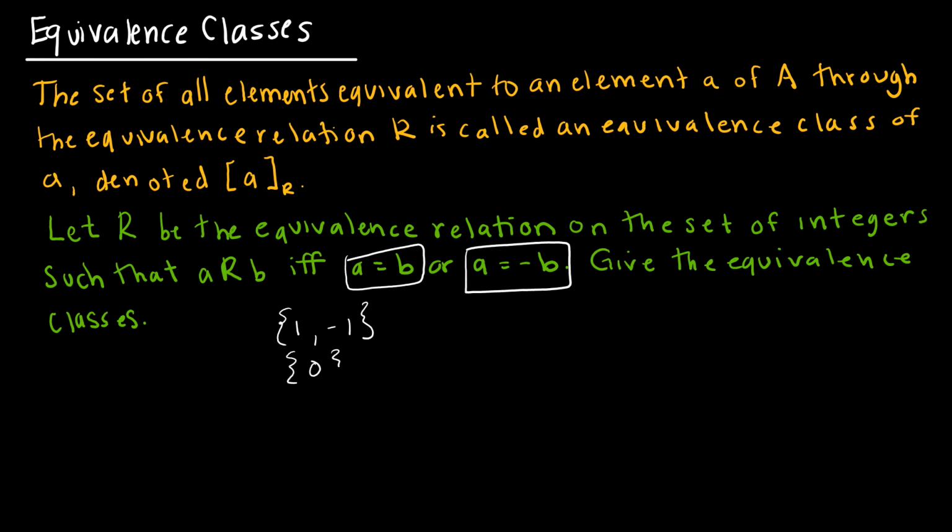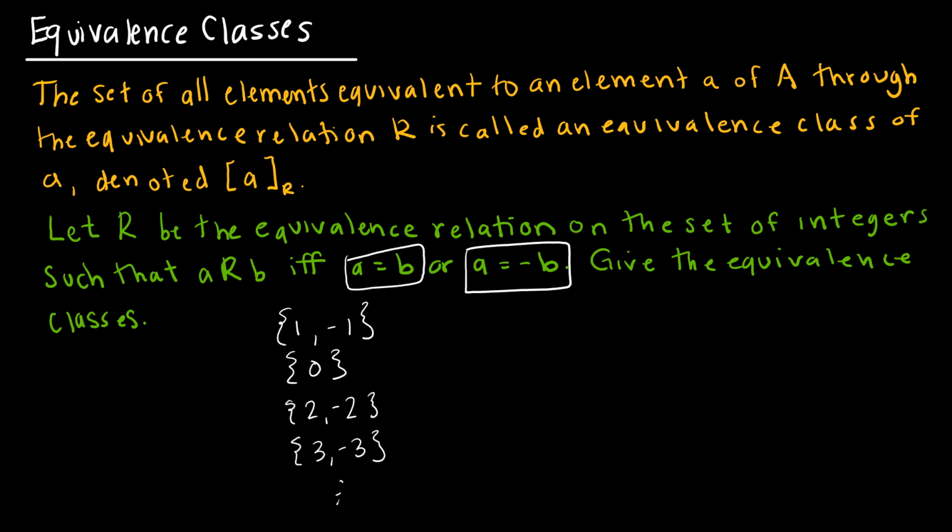0 would be obviously just related to itself. There would be no negative value. The value of 2 would be related to the value of negative 2, because that would be A equals B or A equals negative B. And 3 would be related to negative 3, and you get the idea.